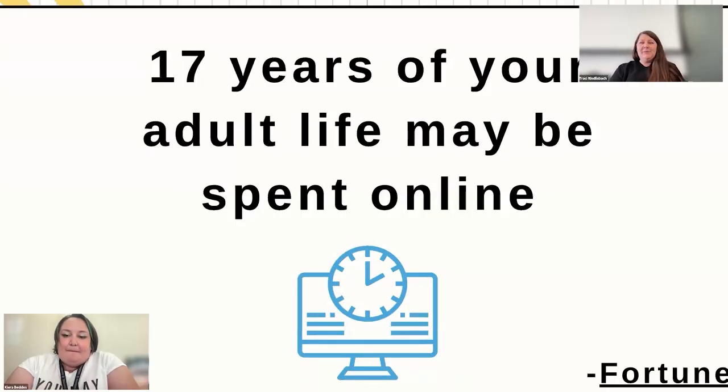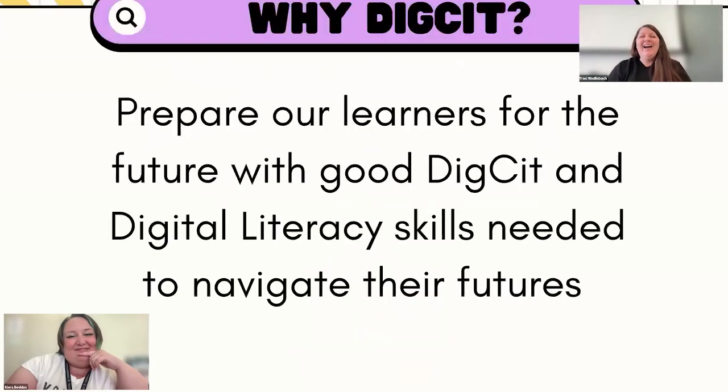But again, like Kira said, it's the difference between passively consuming and actively consuming. So if I'm on a FaceTime call with my kid, or I'm emailing because I need to solve a problem, I think that's way different than me just doom scrolling, which there's nothing wrong with a little doom scroll. So why DigCit? We want to prepare our learners for the future with good digital citizenship and digital literacy skills needed to navigate their futures. I know we said this was DigCit, but we also think digital literacy has a place inside of there because they kind of weave themselves together.